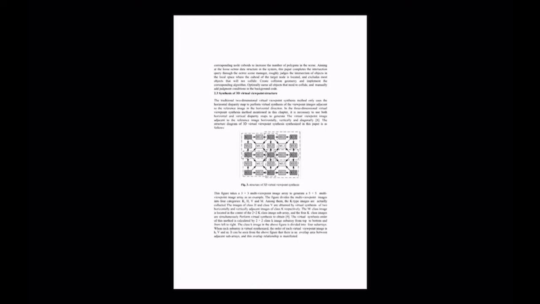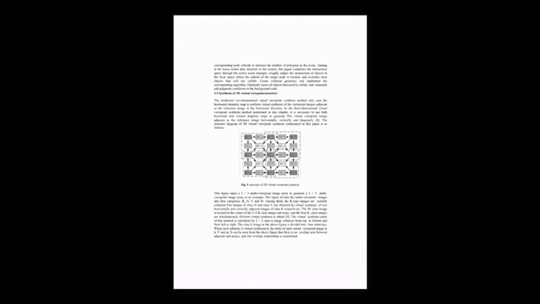of class K, respectively. The M class image is located in the scene of the 2x2 K class image subarray, and is obtained by simultaneous virtual synthesis of the four K class images. The virtual synthesis order of this method is calculated by 2x2 class K image subarray from top to bottom and from left to right. The class K images in the above figure are divided into four subarrays. When each subarray is virtually synthesized, the order of each virtual viewpoint image is H, V, and M.